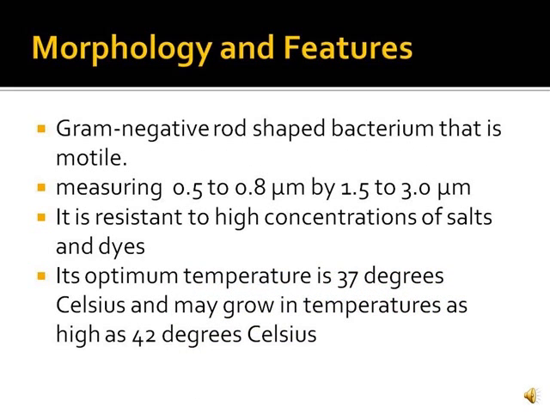So morphology and features. So this bacteria is a gram-negative rod-shaped bacterium, and it is very motile. This is because of its flagella that allows it to move, and it usually measures from 0.5 to 0.8 micrometers by 1.5 to 3 micrometers. And it is resistant to high concentrations of salts and dyes, and its optimum temperature is 37 degrees Celsius, and it may grow in temperatures as high as 42 degrees Celsius.